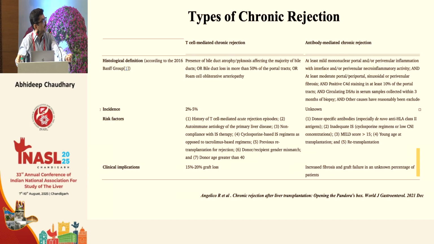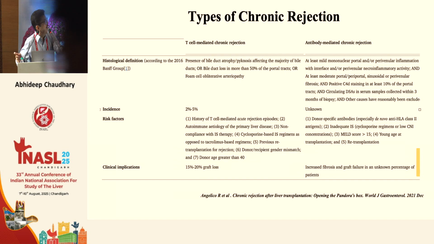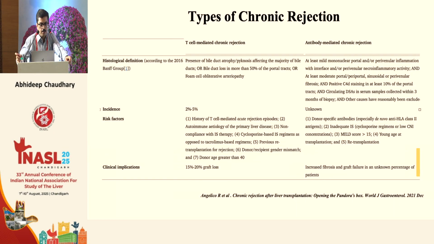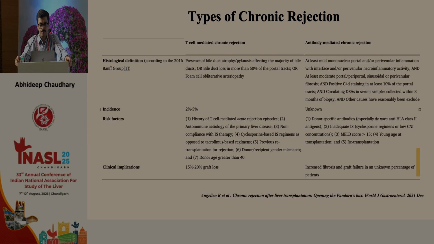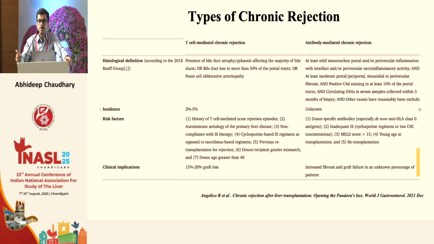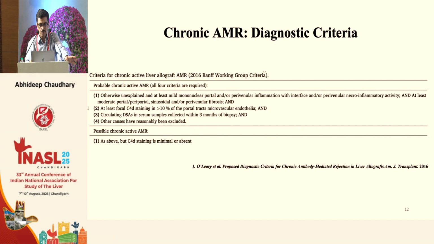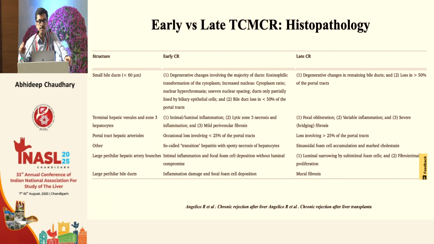And the risk factors I've already mentioned. Any presence of duct atrophy or pyknosis that is affecting the majority of bile ducts, or bile duct damage in more than 50% of the portal tracts, is typical of T cell mediated rejection. And if you see positive C4D staining in at least 10% of the portal tracts, and a DSA which tests positive within 3 months of that biopsy, that puts in a diagnosis of antibody mediated rejection. So this is the same data. Now, as I said, it is important to diagnose it early.